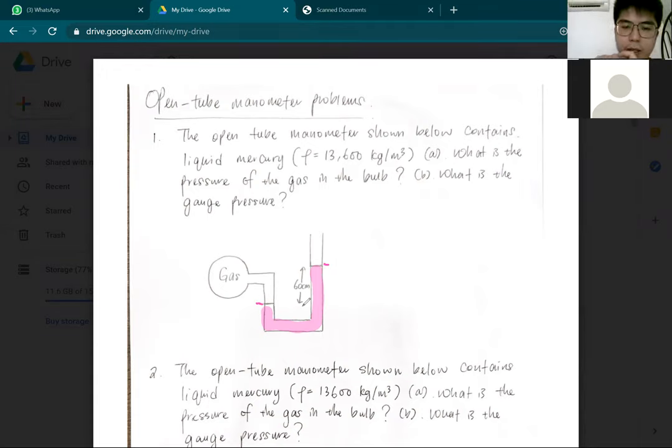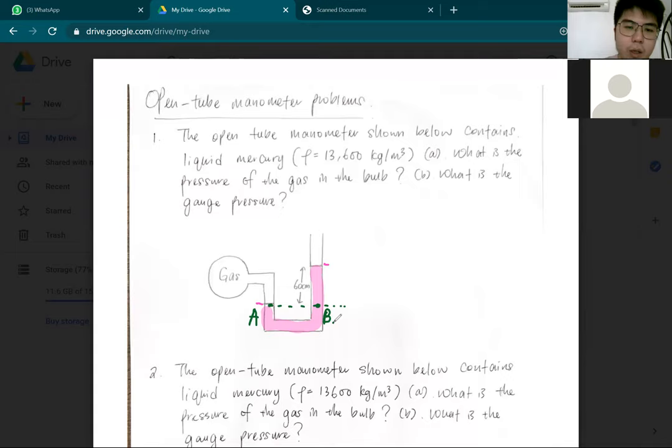Now you know that in liquid, as long as two points are at the same height, the same level, in the same type of liquid, then you have the same pressure. So if you look at this manometer, where is the point that has the same pressure? Let's label here point A, just located at the surface. Then you draw a horizontal line until here, point B. So point A and point B have the same pressure.